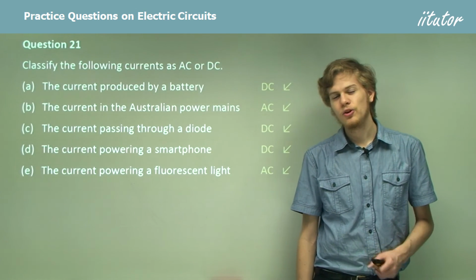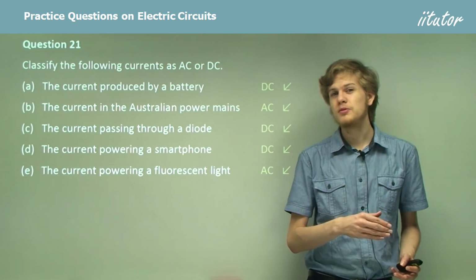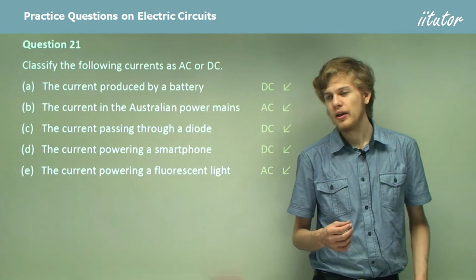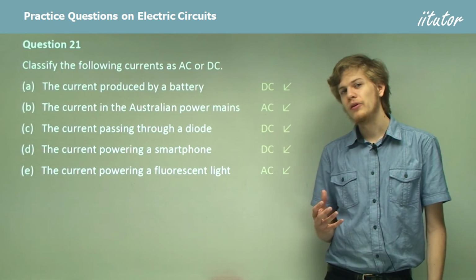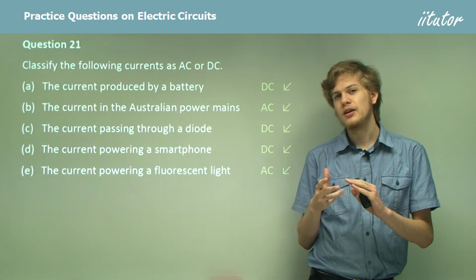In this section, we've learned about electrical circuits, which are simply circuits of conducting material through which electrons or other charge carriers flow. And we've learned about how to draw circuit diagrams with various components like power sources, resistors, ammeters, and voltmeters.